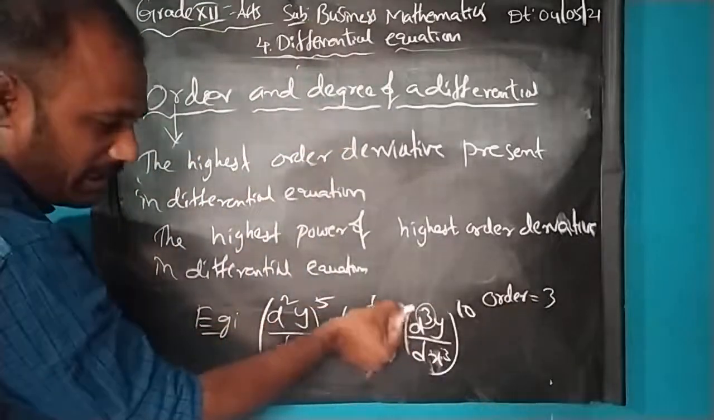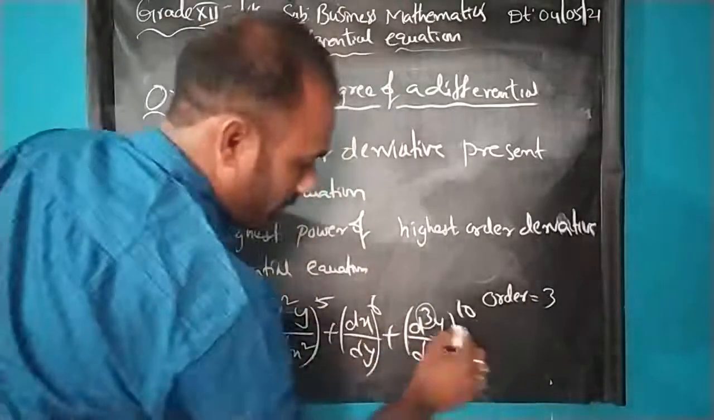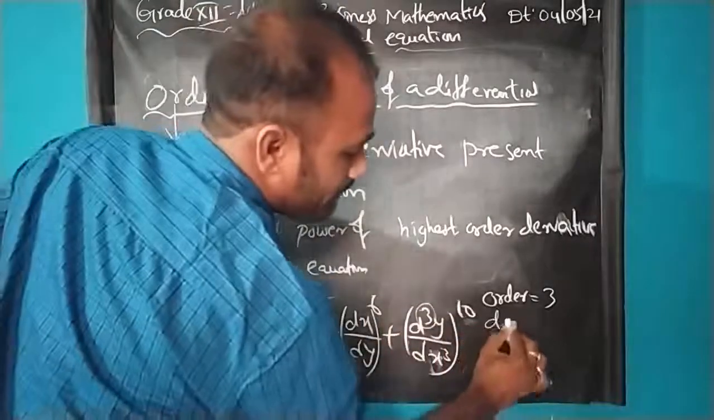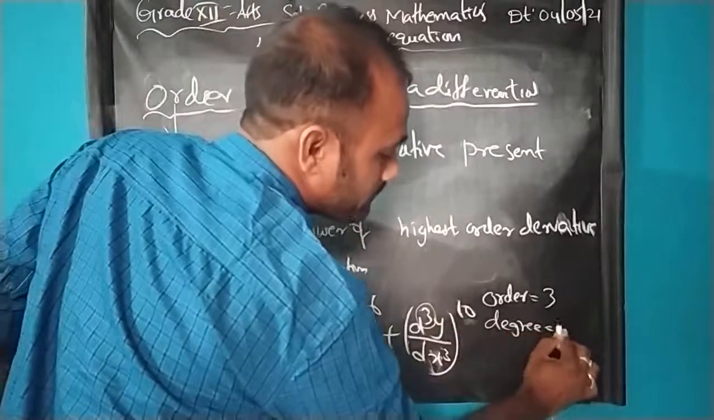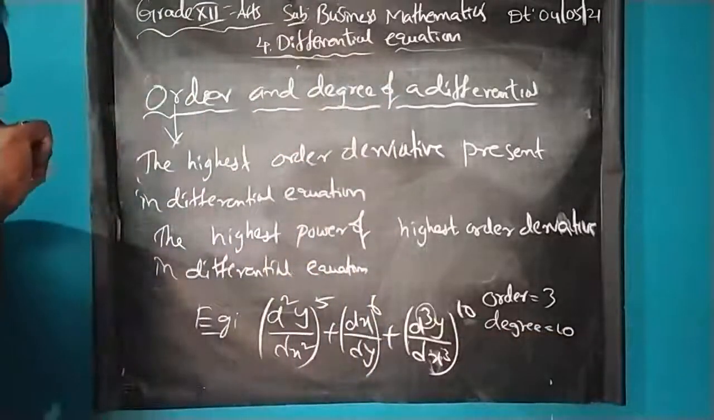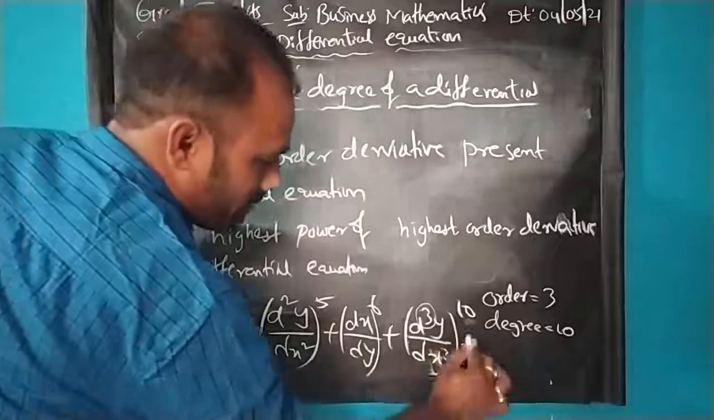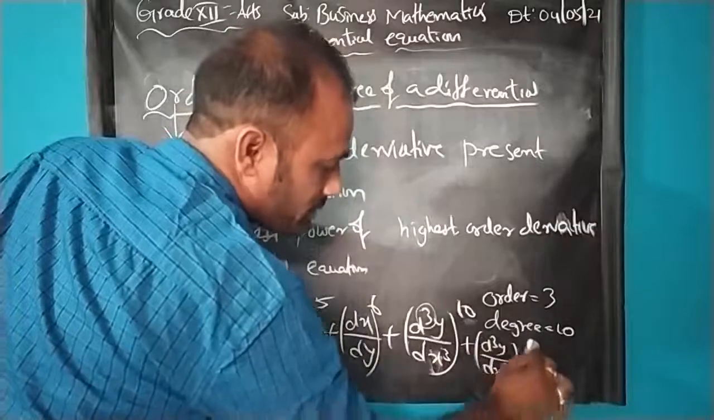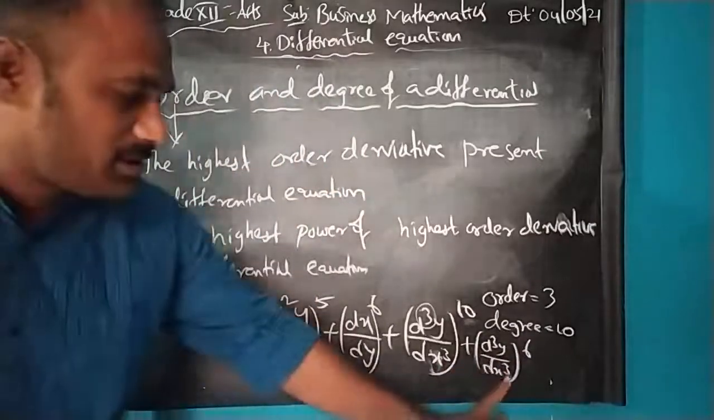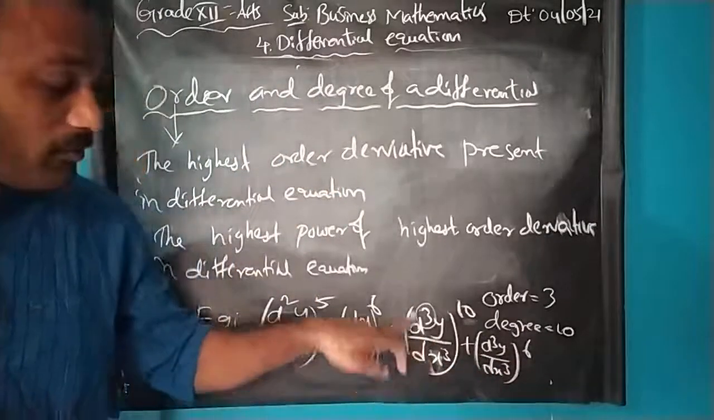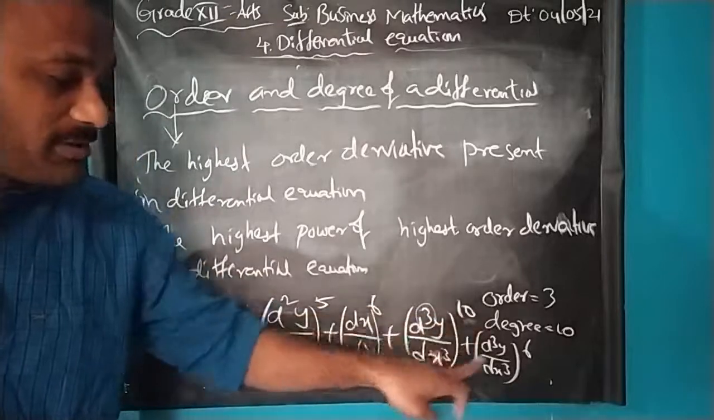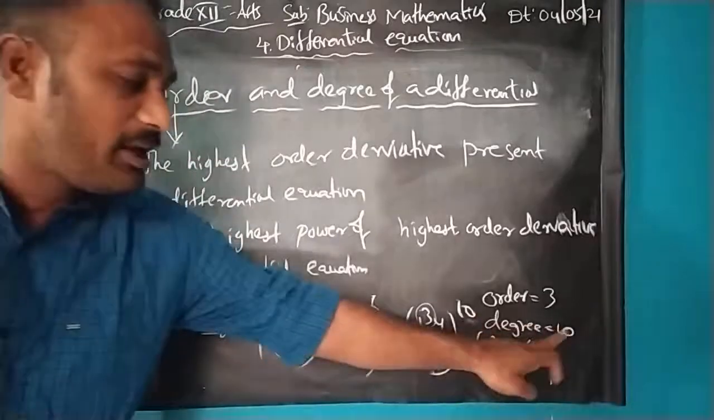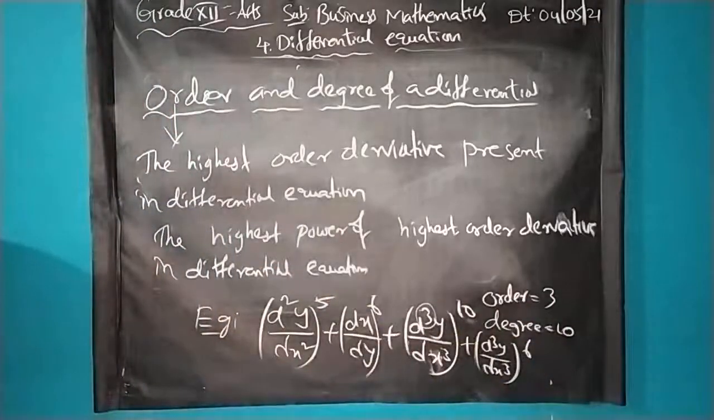And for the highest order, what is the power? 10. So this is called the degree. So here degree will be 10. For example, let me add another term here, d cube y by dx cube whole to the power of 6. Now in these two cases, the order will be 3 no doubt, but for the order 3, what is the highest power that we have to take? Here the highest power is 10, here 6. So the highest power is 10 and this will be the degree of the differential equation.